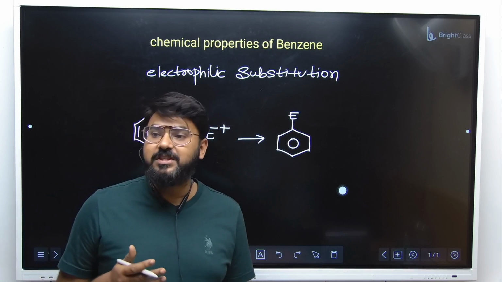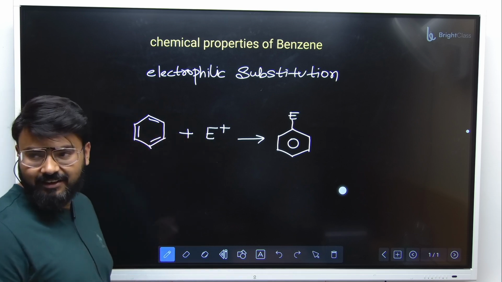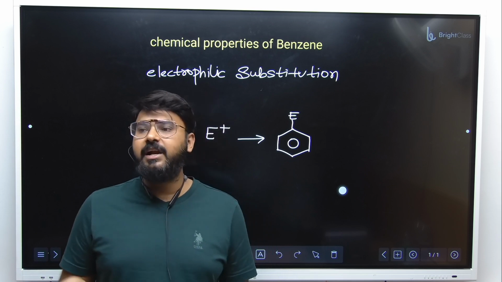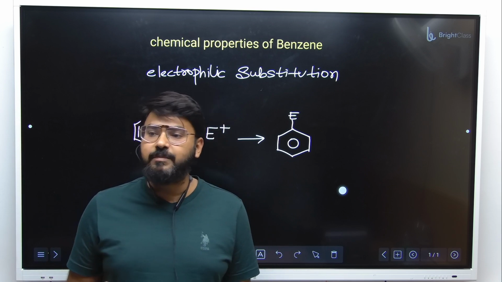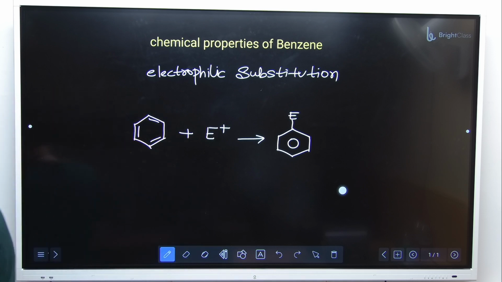Okay. So my question to you all is that an electrophile is added on the benzene ring. So it is an electrophilic substitution. One electrophile is added, another is removed. My question is, what is removed from here? Guys, tell me, what is removed? Avantika, tell me the answer.